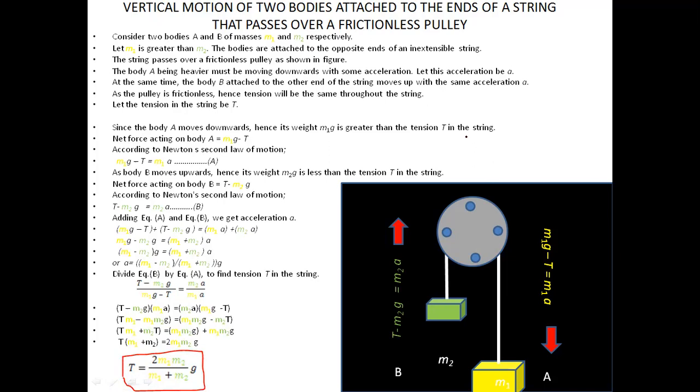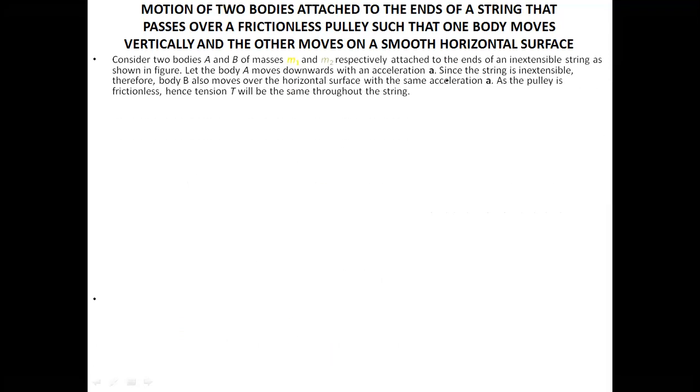Now let us change the scenario or situation. If we say the motion of two bodies attached to ends of the string that passes over a frictionless pulley such that one body moves vertically and the other moves on a smooth horizontal surface, then what happens? The case and scenario totally changes. In that, let's consider two bodies A and B of masses M1 and M2 respectively, just like we did before, attached to the ends of an inextensible string. Again, the string is not stretchable as shown in the figure.